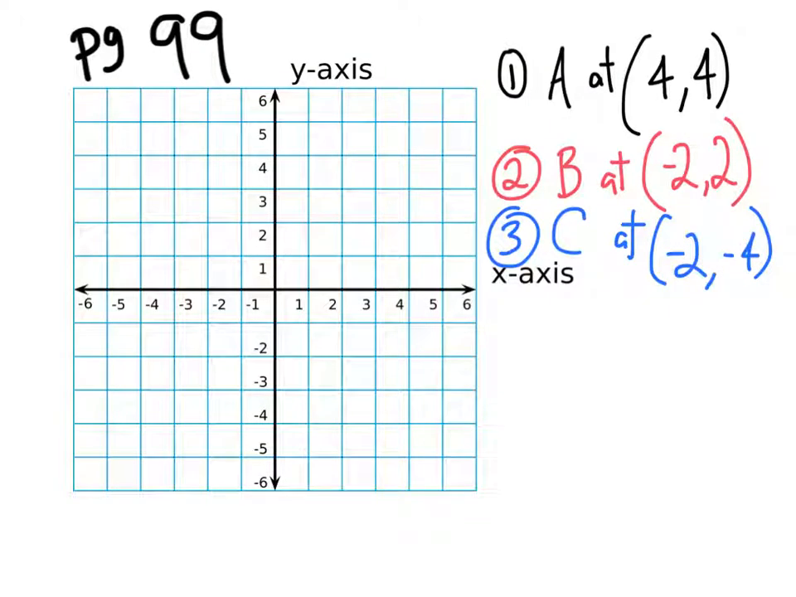So what are our expectations for you today? You're going to turn to page 99 and you're going to see a number of coordinate pairs. And I'm looking at 1, 2, and 3 right here. So what we need to do is find and plot A, B, and C.